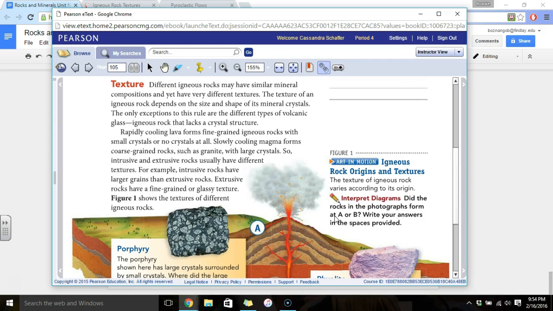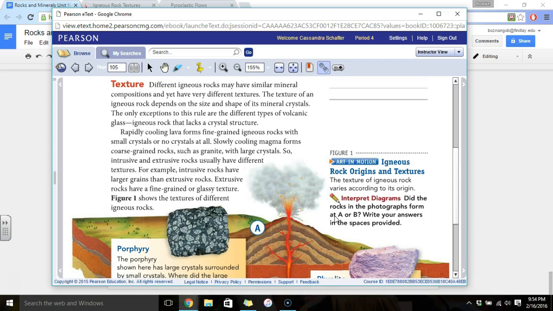So, intrusive and extrusive rocks usually have different textures. For example, intrusive rocks have larger grains than extrusive rocks. Extrusive rocks have a fine-grained or glassy texture. Figure 1 shows the textures in different igneous rocks.